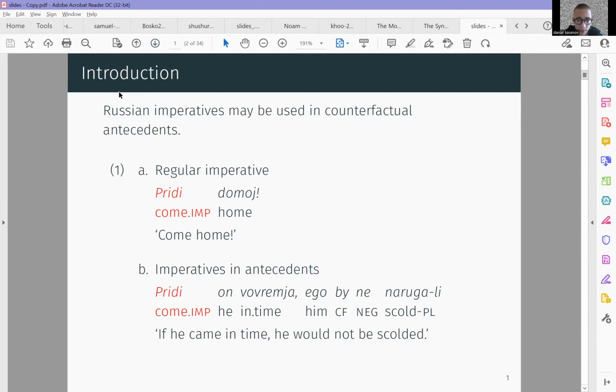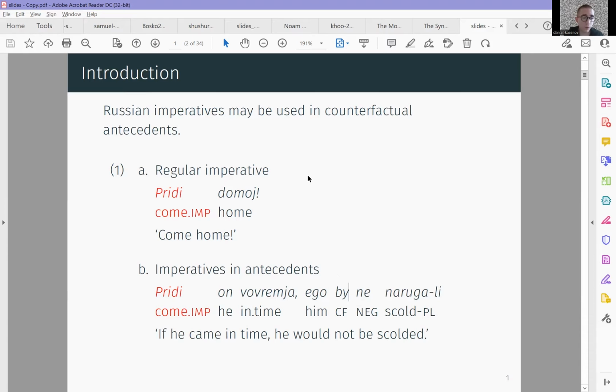And importantly, there is nothing in the antecedent clause, приди он вовремя, that indicates that we are dealing with, first of all, a counterfactual, and second of all, an antecedent, because there is no counterfactual or subjunctive Russian particle бы here. And second of all, there is no, for example, conditional marker если, a counterpart of if.